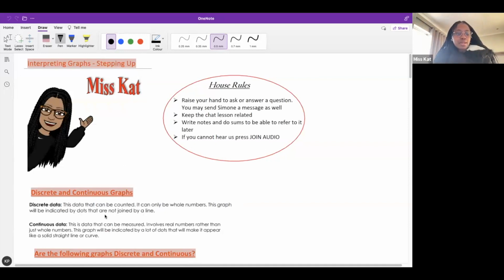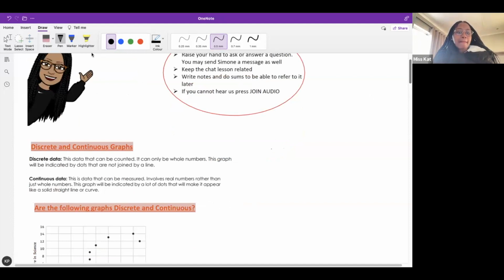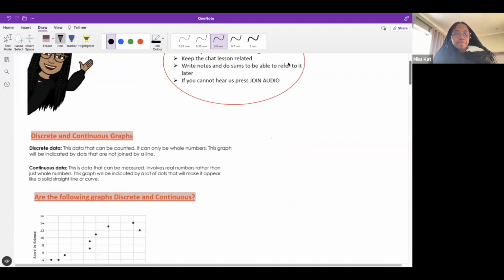So a discrete graph will obviously contain discrete data. So what is discrete data? There we go. So discrete data is data that can be counted.